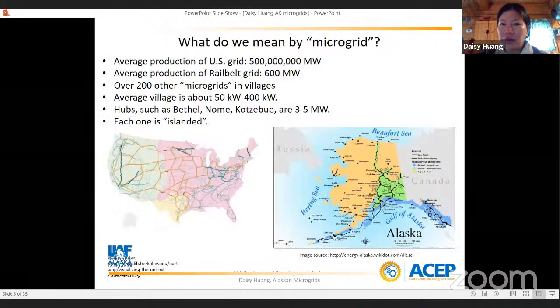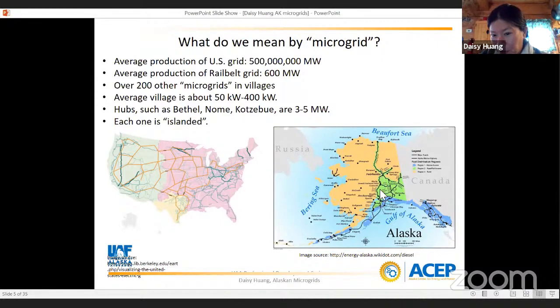All right, so again, what do we mean by microgrid? The average production of the United States lower 48 grid is 500 million megawatts. This is the entire lower 48. The average production of the rail belt grid, which only goes from Fairbanks down to Homer, and as far as Delta Junction, we don't even make it past Delta Junction, is 600 megawatts. So we're a lot smaller.